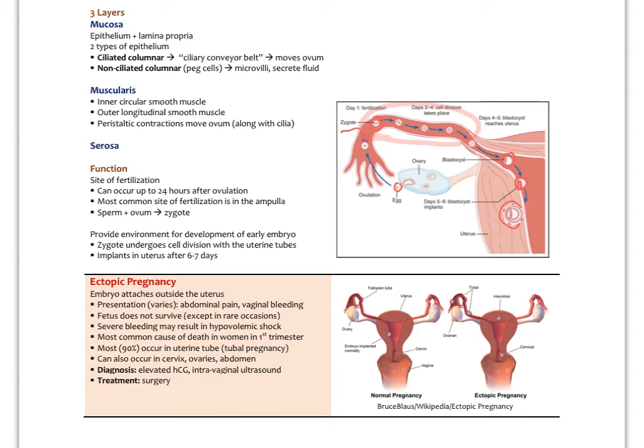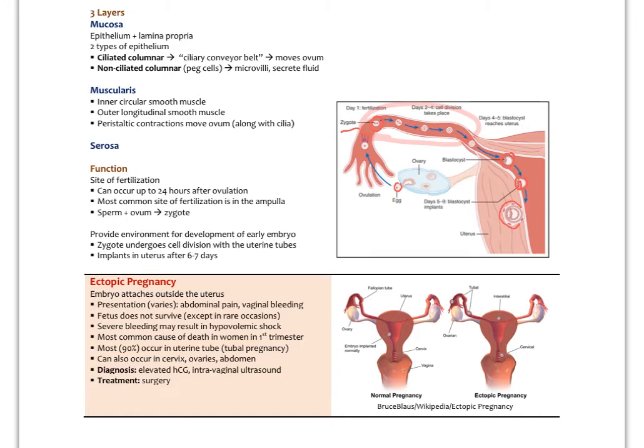Now, unfortunately, the embryo could be fertilized and several things can happen. One is it can attach outside the uterus somewhere, and this is what forms an ectopic pregnancy. The fetus usually does not survive, except on very rare occasions, depending on whether it's in an area where it's able to form a proper placenta. But typically ectopic pregnancies are most concerning because they can result in severe bleeding, and that can even lead to hypovolemic shock and death.